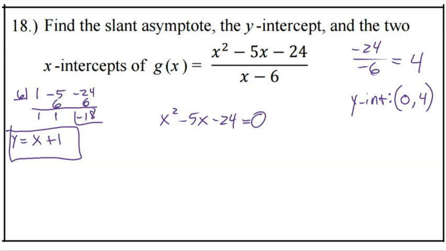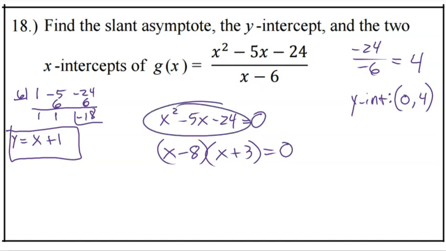Well, this is a quadratic, so we could use the quadratic formula, or we could factor it if it's factorable. Is it factorable? Are there two numbers that multiply to negative 24 and add up to negative 5? There sure are. They are negative 8 and positive 3. So negative 8 times 3 is equal to negative 24. Similarly, negative 8 plus 3 is equal to negative 5. And so we've got our two numbers. So x minus 8 is one of them, and x plus 3 is one of them, equals 0.